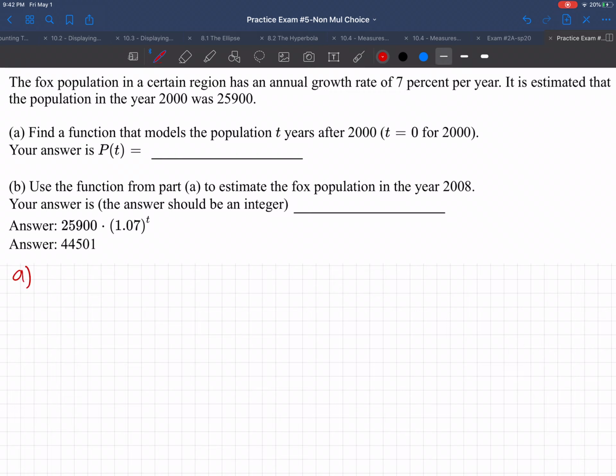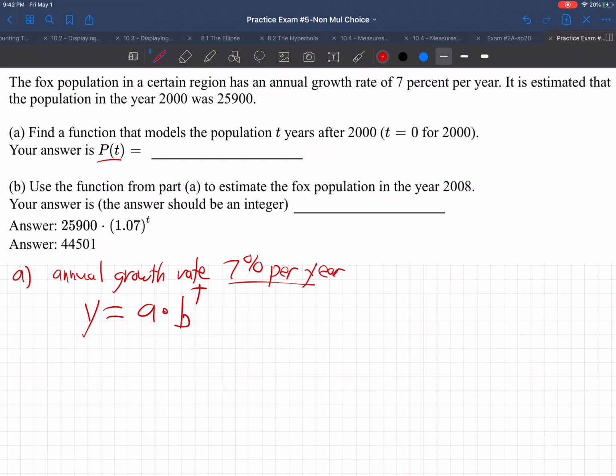So for part A, exponential. Whenever they give us a growth rate, annual growth rate of 7% per year, what that means is we're going to use the formula y equals, or P of t, whatever, a times b to the t. That's generally how we do what's called exponential growth.